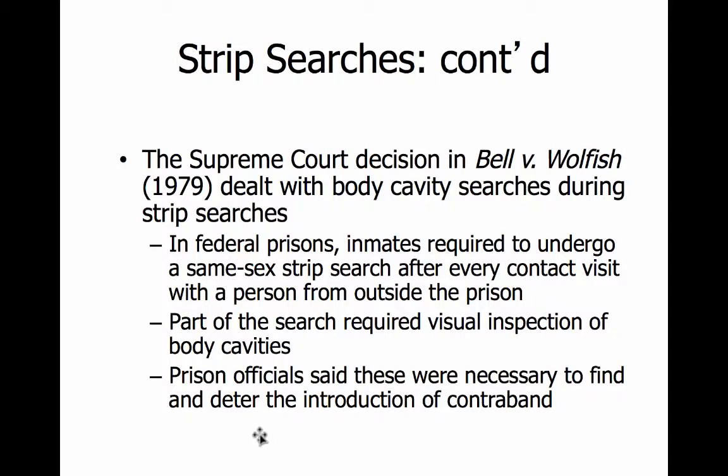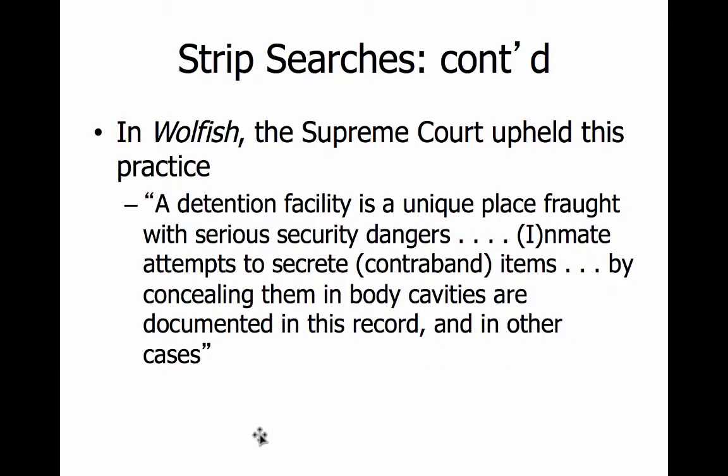And then the Supreme Court decision in Bell v. Wolfish, we mentioned earlier, dealt with body cavity searches during strip searches. In federal prisons, inmates were required to undergo a same-sex strip search after every contact visit with a person from outside the prison. Part of the search required a visual inspection of body cavities. Prison officials said they were necessary to find and deter the introduction of contraband. In Wolfish, the Supreme Court upheld that practice.